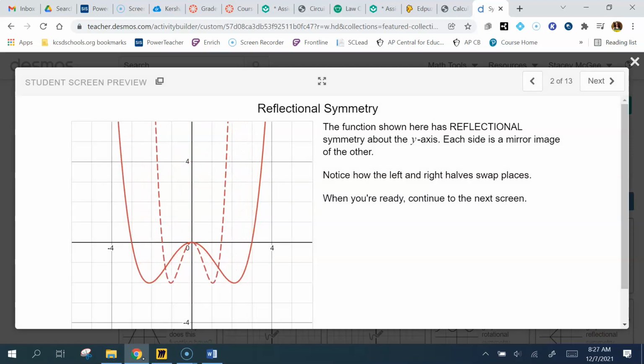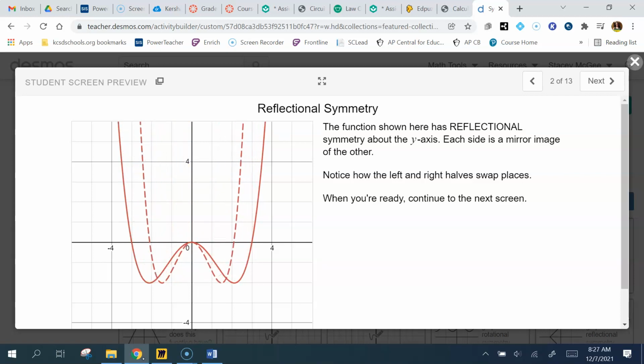This is what an even function looks like. If you cut it in half, it's the same on either side, but the half has to be the y-axis. If this was shifted over just 1, it's not even anymore. So even reflectional symmetry on the y-axis is the same.